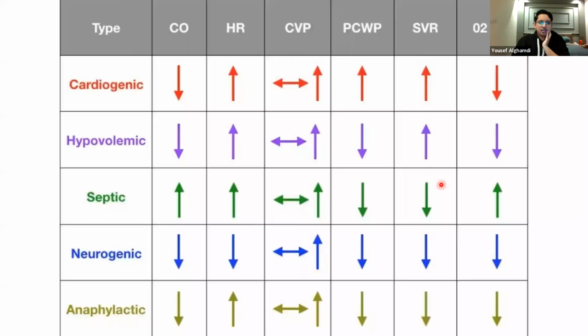This is a table I found on the internet. There are some things you don't need, like your oxygen saturation and wedge pressure. And central venous pressure, you might want to look at it, but I don't know, maybe. And I guess it's the same for everything. Cardiac output, heart rate, and systemic vascular resistance are probably the most important. So this is a good table to look at.